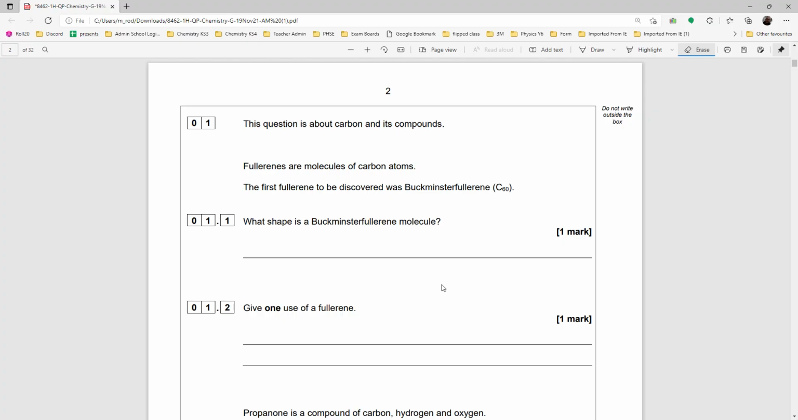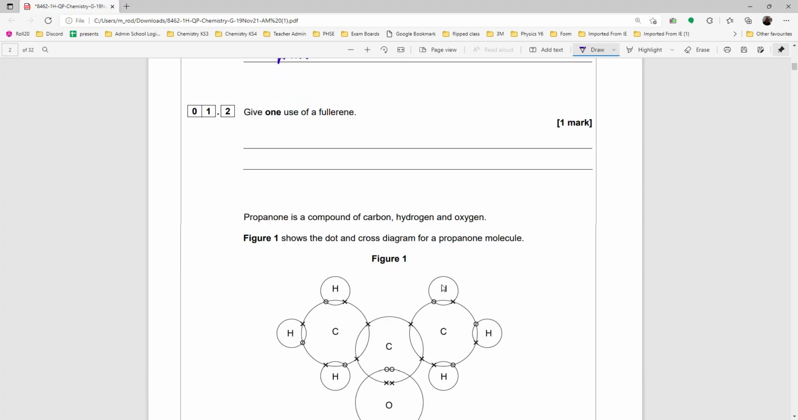First of all, what's the shape of Buckminster Fullerene? Well, Buckminster Fullerene is a sphere. Could also say ball and football as well, so we're going to leave it there. I'm not going to actually write in all the answers for these, just for the most, but I will say them all.